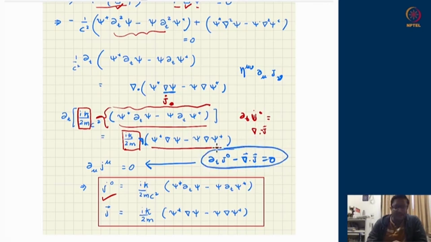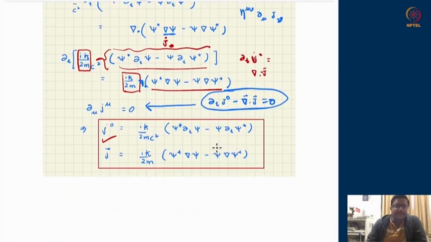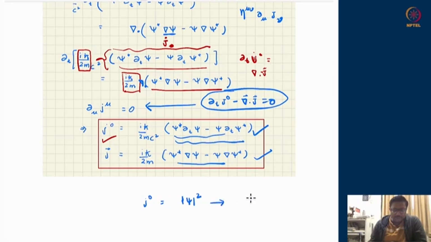Now the lesson we have learned is that we have to modify the definition of j0 to this much and j to this. The vector j looks untouched; it was the same definition which you used to get in the Schrodinger picture. However, j0 has changed. In j0, this was just |ψ|², which was called probability density previously. This time, I have to call probability density not |ψ|², but ψ* ∂_t ψ − ψ ∂_t ψ* with iħ/(2mc²).